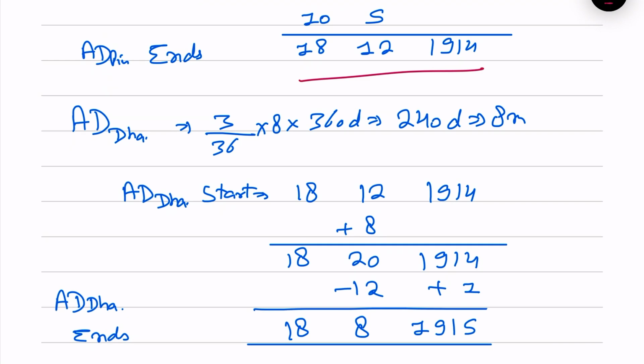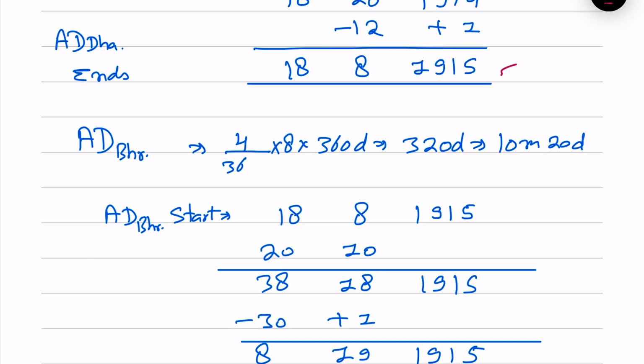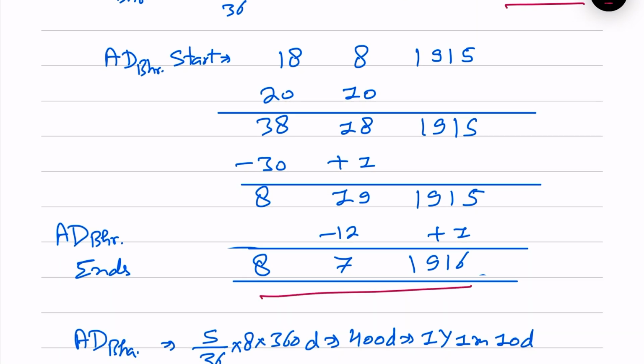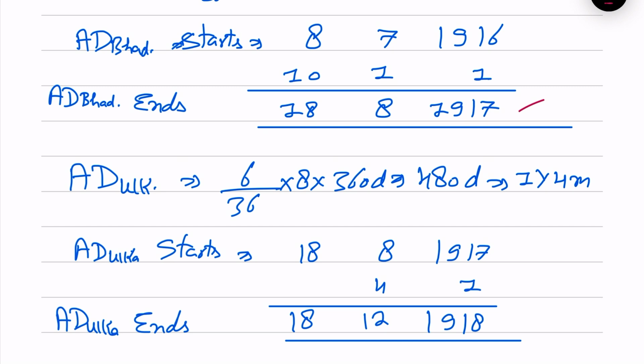Dhania, 3 years. Similar calculation, it is for 8 months. So in 1950, Dhania ended on this day. Then Bhramari, 4 years, simple calculation, 10 months and 20 days we added. So Bhramari ended on this date. Badrika ended on this date. Simple calculation. Ulka, 6 by 36, 8 into 360. So it is 1 year, 4 months. So the Ulka start date is this, the end date is this, 1 year, 4 months.